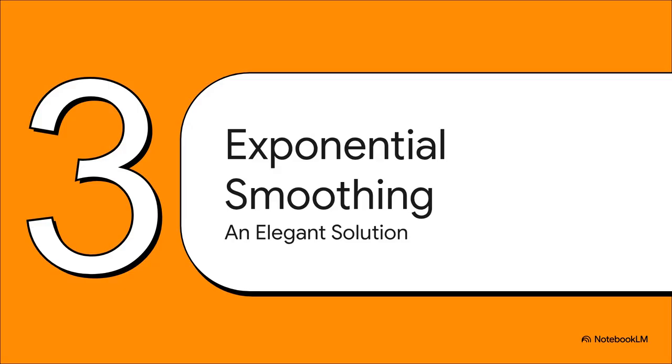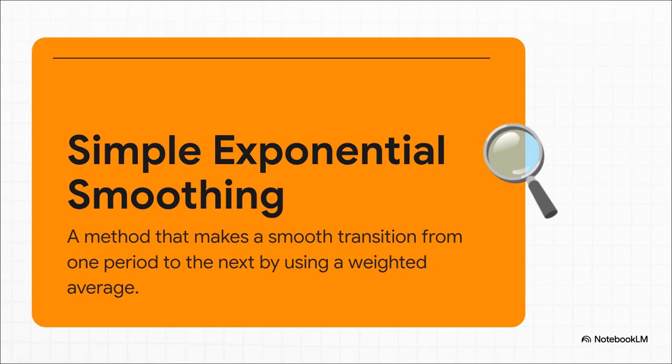And there is. It's called simple exponential smoothing, or SES for short. And it's a beautifully elegant solution that fixes these problems by creating a weighted average, where old data just kind of gradually fades away into the background. The logic behind SES is actually incredibly simple. We are constantly updating our forecast based on how wrong we were the last time.